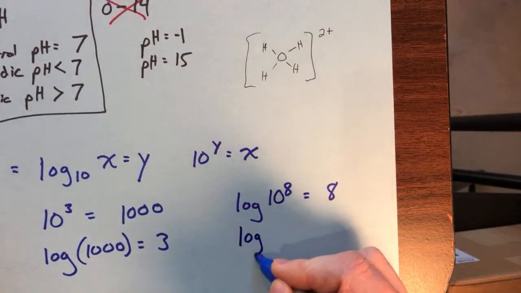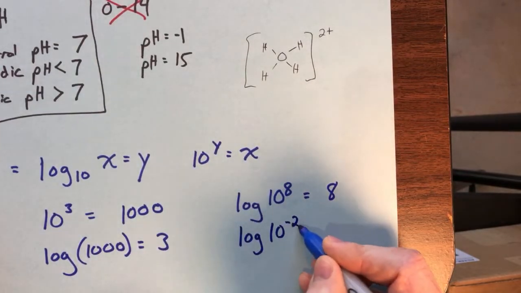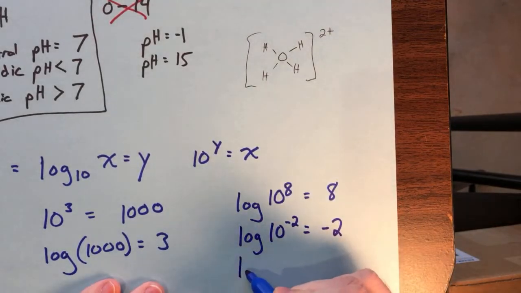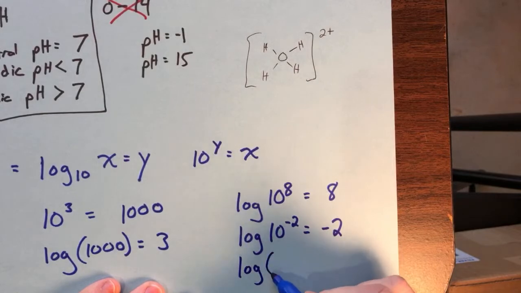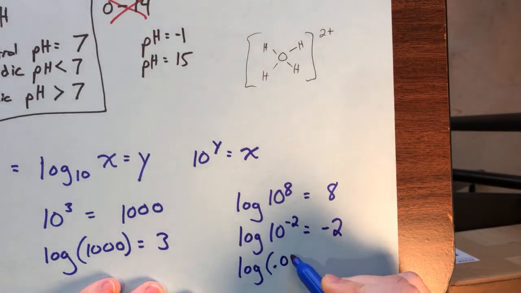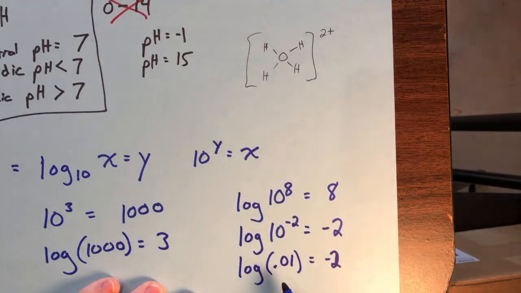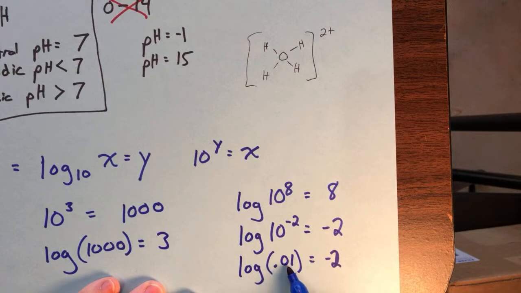How about log of 10 to the minus 2? Well, that's simply going to be minus 2, okay? And so what does that look like in regular notation? That's going to be log of 0.01 equals negative 2. But what that is in scientific notation, 0.01, that's 10 to the minus 2, okay? And so you've got these fairly easy relationships going on here.